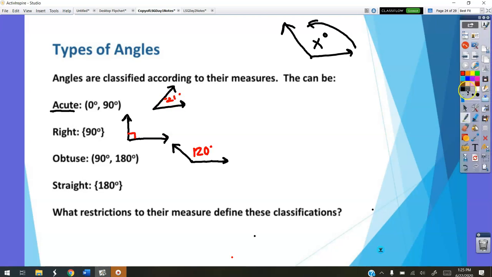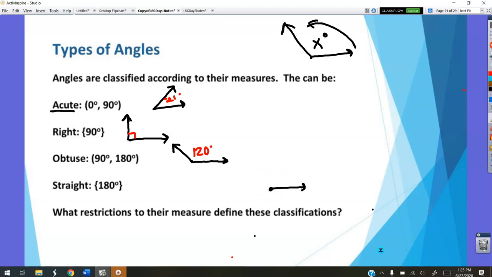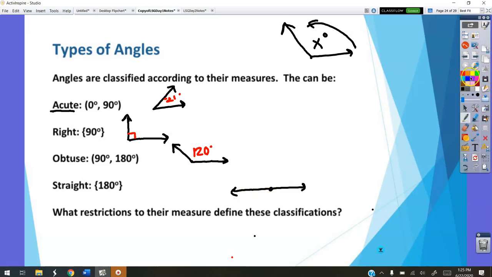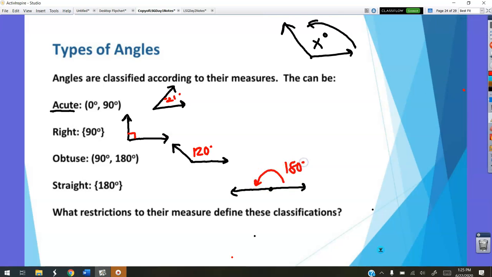And then last but not least, a straight angle is an angle that goes all the way 180 degrees, which would basically mean you have two opposite rays, and so it opens and creates a straight line. So that's why we call it a straight angle. So a straight angle is perfectly 100 degrees, and it does form a line, okay? Okay, so acute, right, obtuse, and straight. So make sure that you have those down.